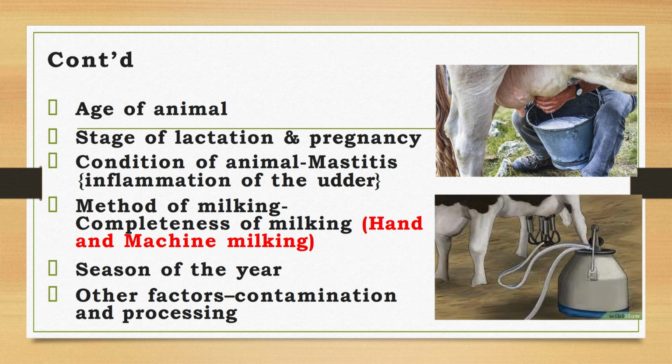Other factors also play a big role. These include the age of the animal, the stage of lactation and pregnancy, the condition of the animal, like if it has mastitis, which is an inflammation of the udder, the method of milking, whether by hand or machine, and the completeness of milking.